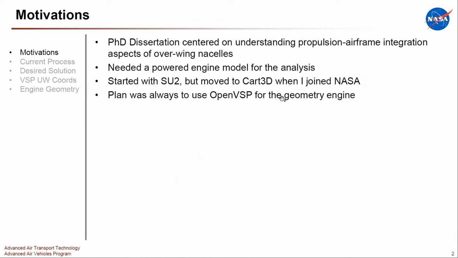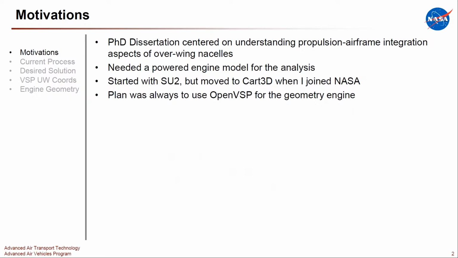There we go. So really, the motivation for this work: about 5 years ago or so, I was working on a PhD dissertation that centered on understanding the PAI implications of overwing nacelles. I wanted a powered engine model because I was concerned that the exhaust blowing over a supercritical wing would cause a lot of problems, and I didn't want a flow-through nacelle. In an academic environment, I started with SU2 because it's free and open source, which is the right price for students. Then after I started at NASA, I moved over to Cart3D. But the whole time I used OpenVSP for the geometry engine to model this whole thing.